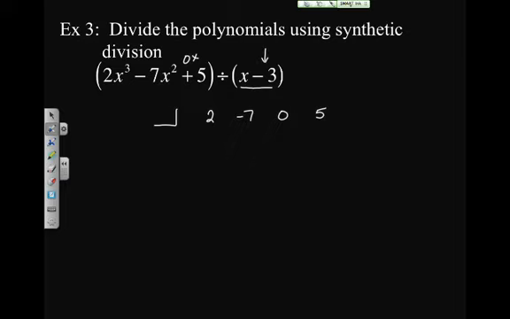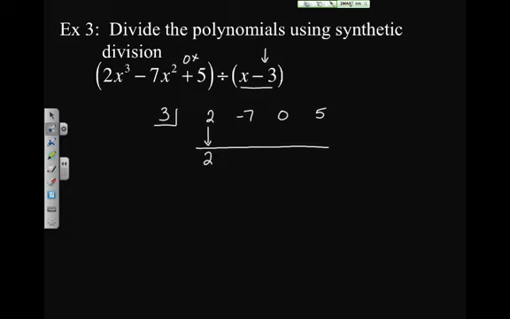Since you have x minus 3, what goes in here is the opposite of what you see, and it's going to be a positive 3. So here's how synthetic division works once we have it set up. We draw a line down here. The first thing that always happens is that first term just comes straight down. We don't do anything to it. We just bring it down.